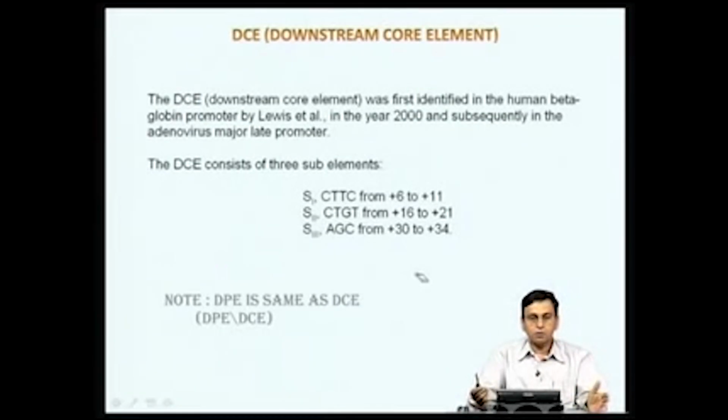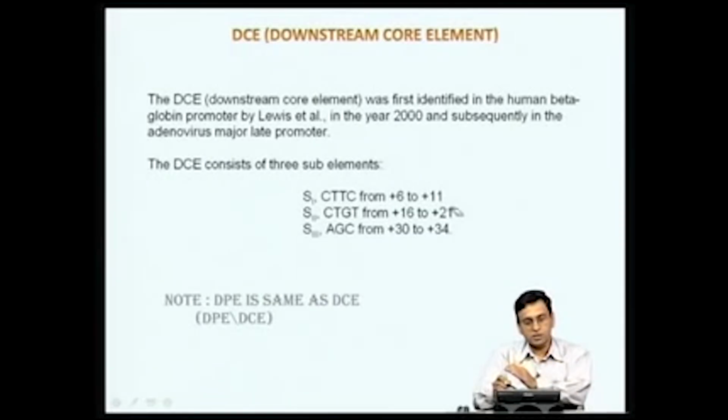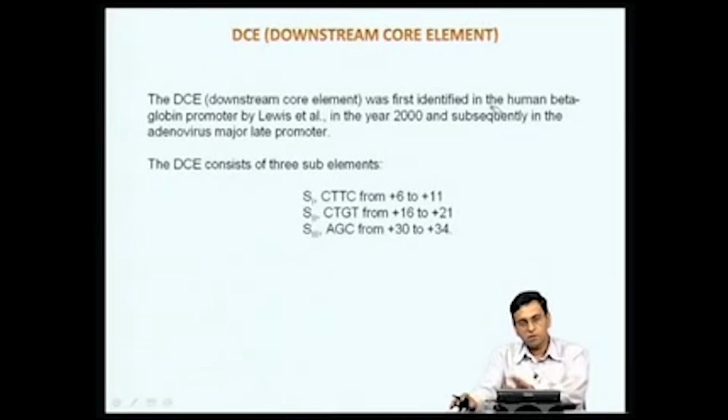Now, the other important core promoter element which was identified in some promoters is called DCE, namely the downstream core element. The downstream core element was first identified in the human beta globin promoter by Lewis et al. in the year 2000, and subsequently in the adenovirus major late promoter, and this DCE consists of 3 sub elements called S1, S2 and S3. The sequence is given here, and they are present at different regions from the transcription start site. So, what I told you so far is that there are at least 3 downstream core promoter elements: MTE, DPE and DCE, all present downstream of the transcription start site.